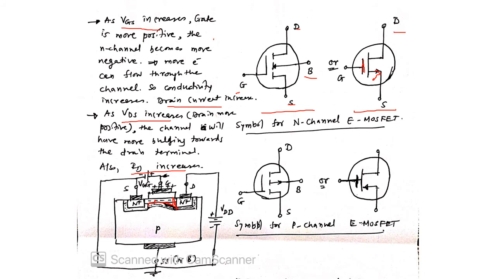Similarly, these are the symbols for P channel enhancement mode MOSFET, where you can see there are four different terminals. The base for P channel is negative, so the arrow goes towards the base. In the other symbol, this is the source here, this is the gate here, and this is the drain here.